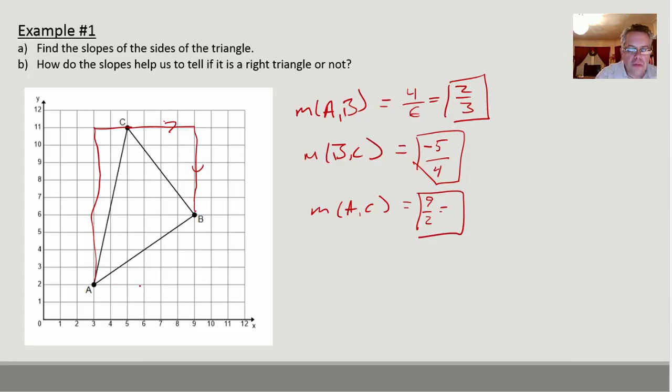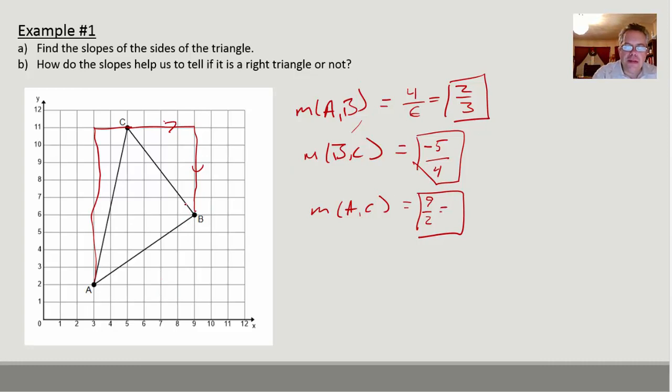So 1, 2, 3, 4, 5, 6. Oh, I messed up. Yeah, that's right, 6. And then up 4. I'm just double checking here. Over 4 and down 5. And then up 9, 1, 2, 3, 4, 5, 6, 7, 8, 9, and then over 2. Okay, I did it right. Now, we're looking at whether any of these are opposite reciprocals.